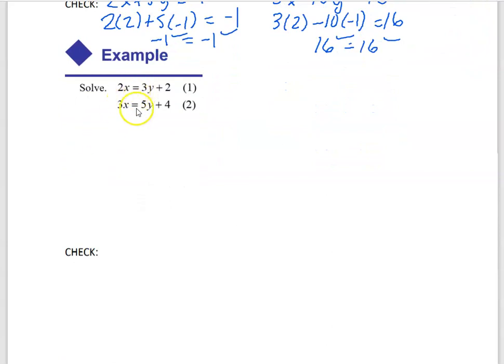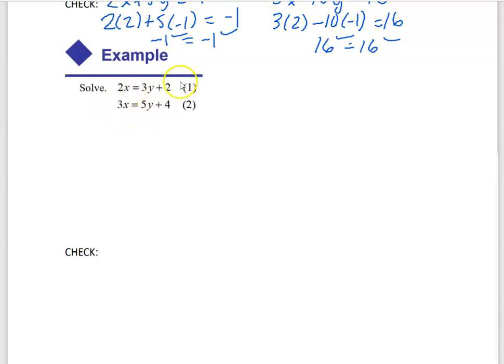Now this one's a little bit different. I do have my x's lined up, my equal signs lined up, my y's lined up, and my constant number lined up. But I don't see anything that's going to be really easy about this one. It looks to me like it's not going to be really easy to make this 2 be a negative 3 or this 3 be a negative 2.